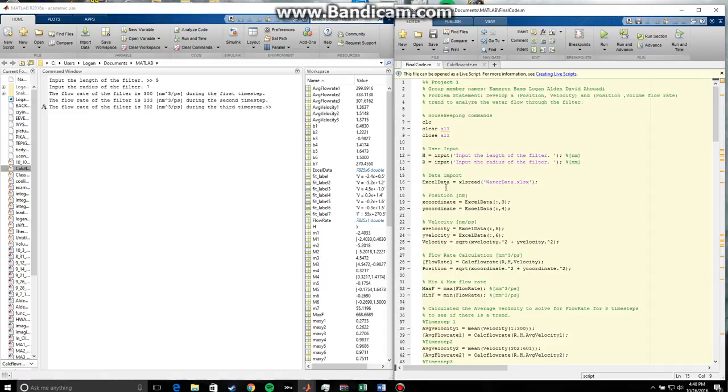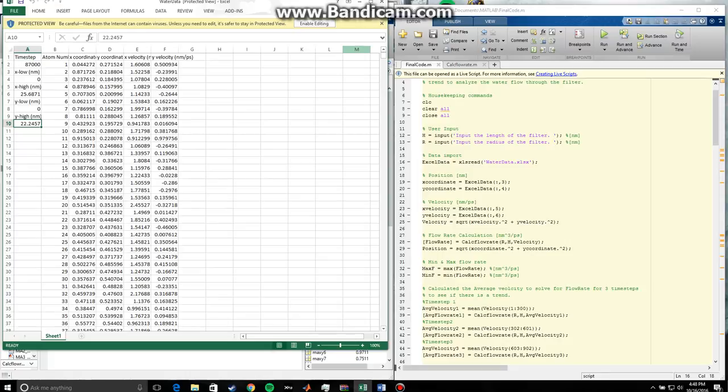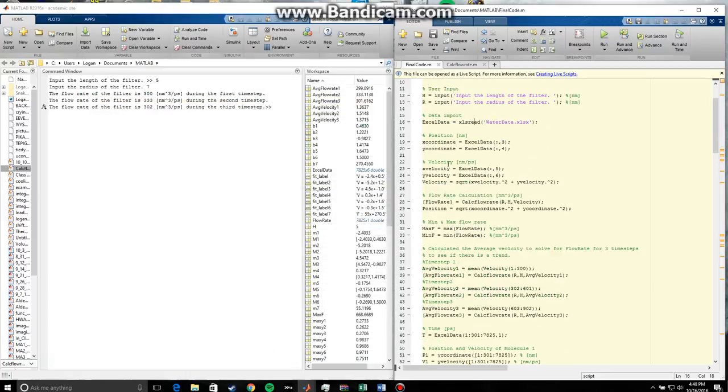So we are going to start off, we have inputs, and we're going to pull data using XLSRead from our Excel function right here. We go down and we create variables: x coordinates, y coordinates, x velocity, and y velocities.